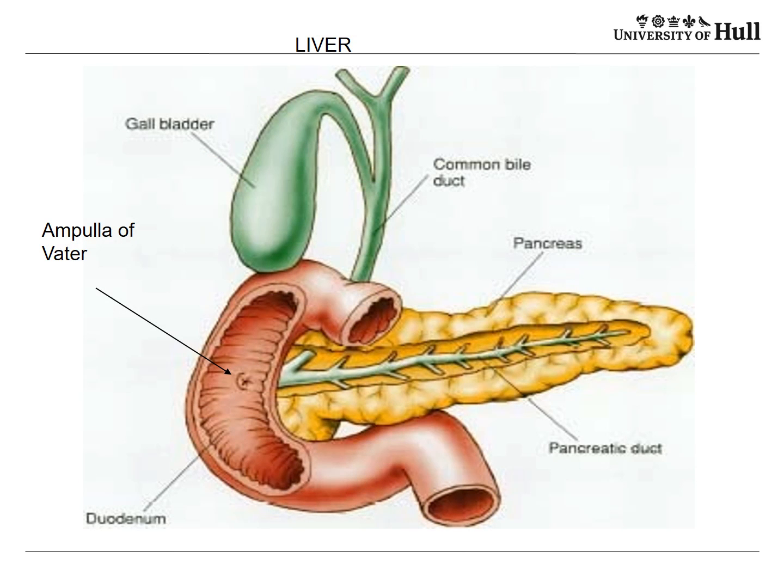Now we've already seen this diagram, it's really just there to remind you. This time focus on the gallbladder. The gallbladder is connected to the duodenum via the common bile duct, and bile enters the duodenum at the ampulla of Vater along with the contents of the pancreatic duct.